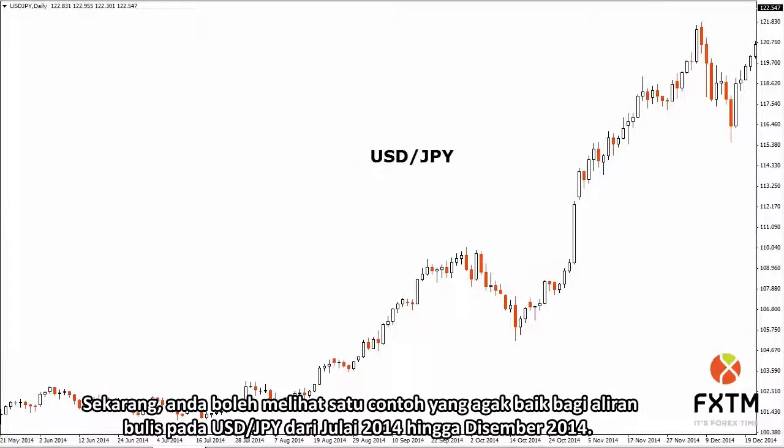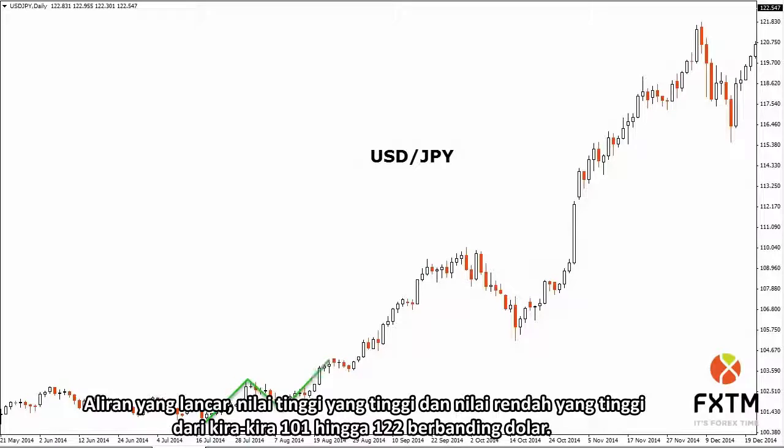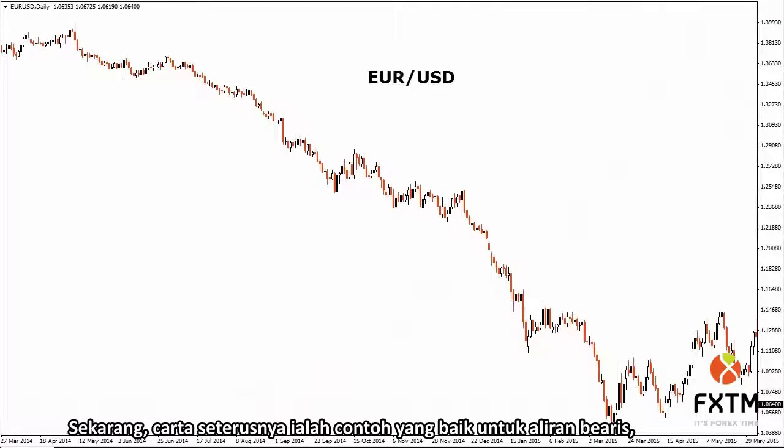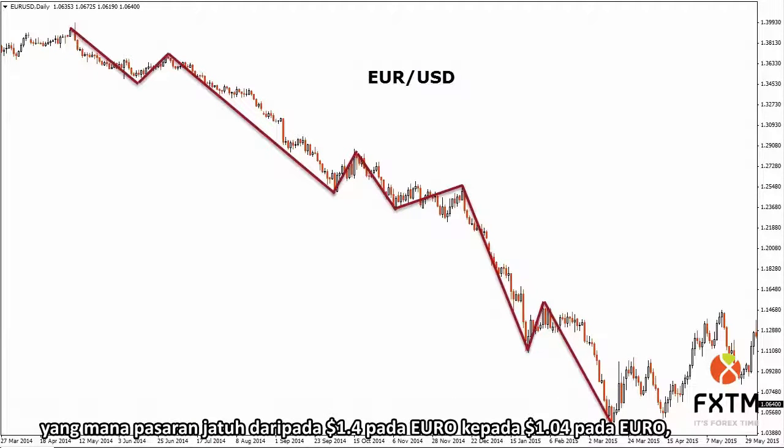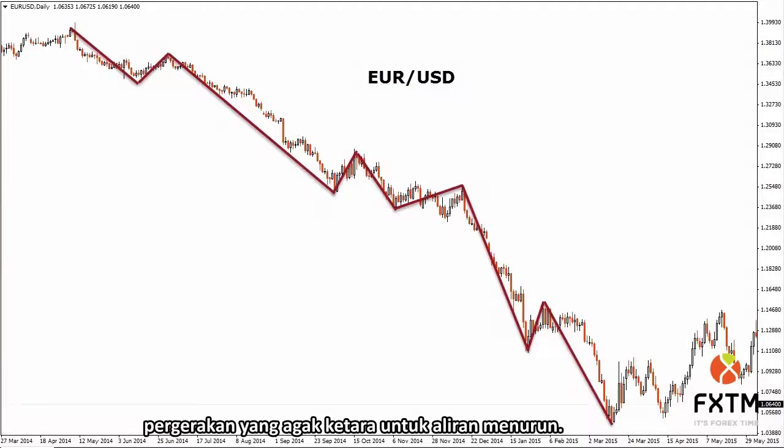Now here you can see a pretty good example of a bullish trend on the dollar yen from July 2014 through December 2014. A nice smooth trend, higher highs and higher lows from about 101 to 122 versus the dollar. Now this next one is a good example of a nice bearish trend, a series of lower highs and lower lows. This is on the euro dollar from April 2014 through March of 2015, where the market dropped from about $1.4 to the euro to $1.04 to the euro. So a pretty strong move to the downside.